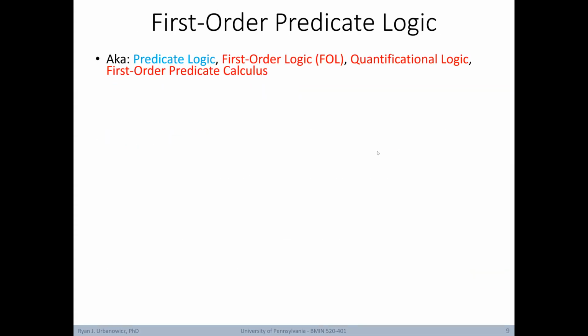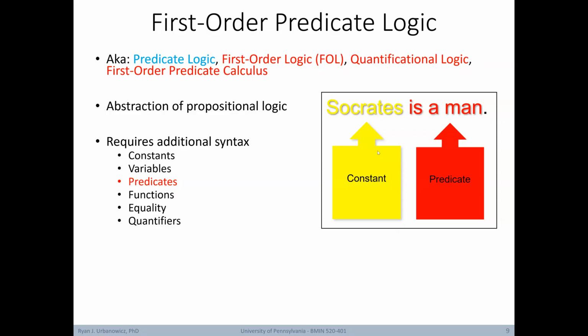First-order predicate logic goes by a number of names, including predicate logic, which we'll use mostly in this lecture, first-order logic, with the acronym FOL, quantification logic, and first-order predicate calculus. Predicate logic is an abstraction of propositional logic, but we're going to need to add some additional syntax. In particular, we're going to add the following things: constants, variables, predicates, functions, equality, and quantifiers, which will play a major role in today's lecture.